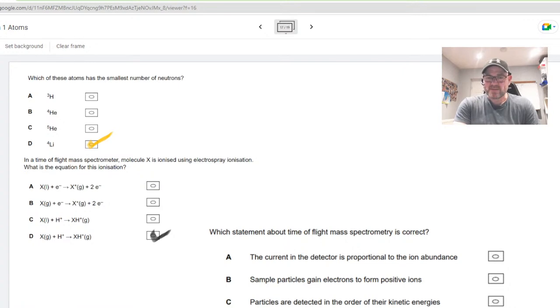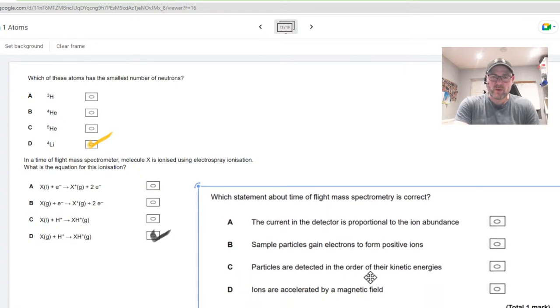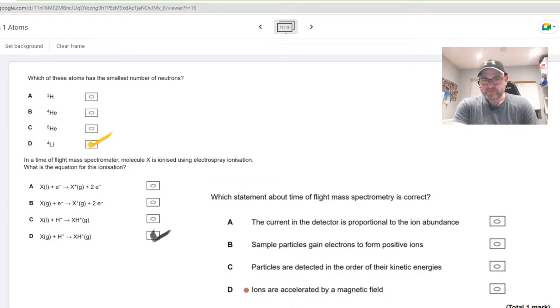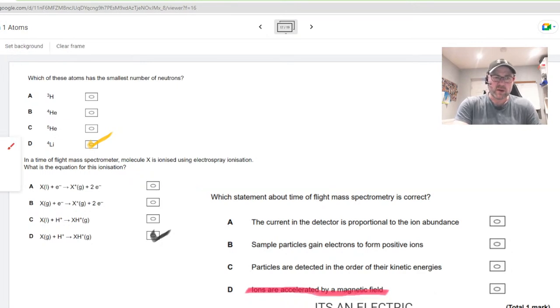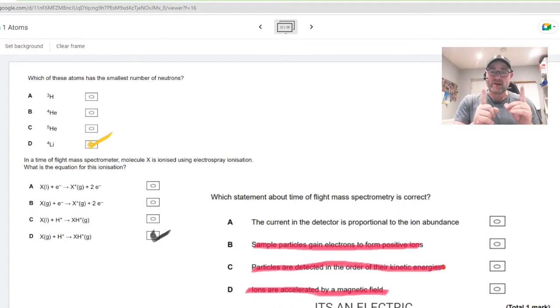And now I see that I had one at the bottom off the screen. But the reason why it's A is that there are some essential things that are wrong here. Ions aren't accelerated by a magnetic field. It's an electric field in time of flight, not magnetic. So that one's wrong. You don't gain electrons to become positive. And they all have the same kinetic energy, but a different velocity. So the current in the detector is proportional to the ion abundance.